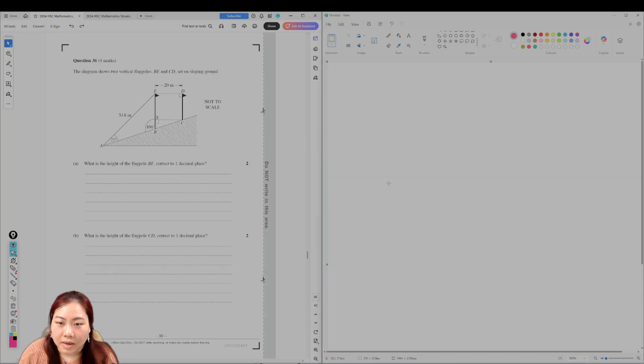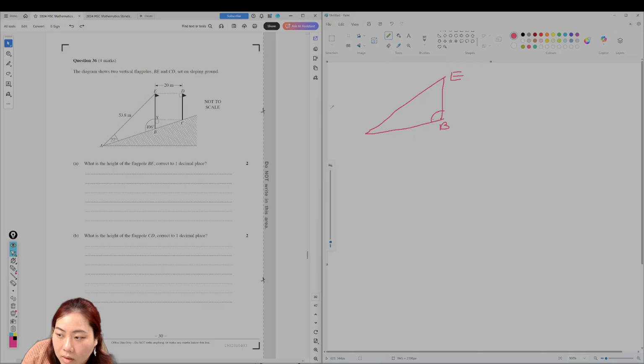Let's move on. 36, 4 marks. The diagram shows two vertical flagpoles B, E, and C, D set on sloping ground. What is the height of flagpole BE? Correct to 1 decimal place, worth 2 marks. BE, we have a triangle, 106 degrees, 53.8 meters, and 27 degrees. And we are trying to find the height of BE.